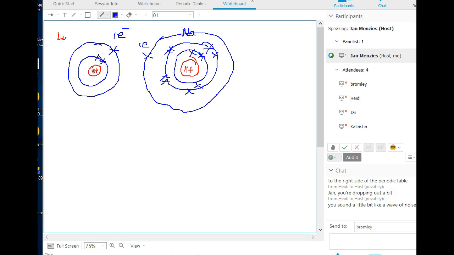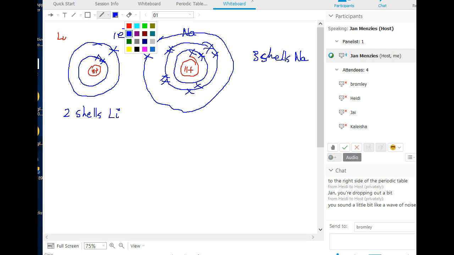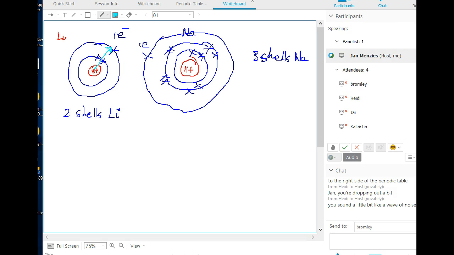Now the difference between lithium and sodium is the number of shells. So 3 shells occupied for sodium, and I'm just using the symbol for sodium, and only 2 shells occupied for lithium. Now what that means is there's a force holding the positive and the negative together, and the further away, the weaker the force. Can I have a smiley face if you heard me?